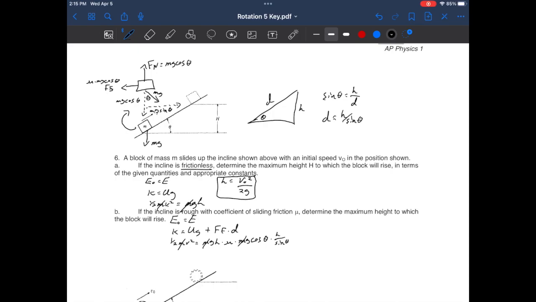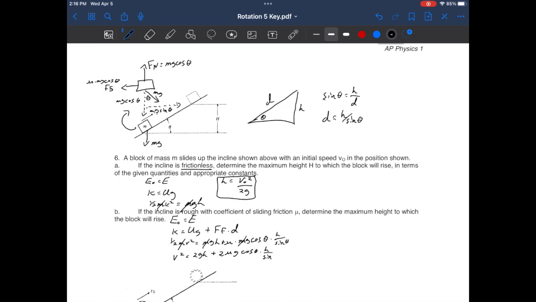If we multiply both sides by 2, we could get rid of the fraction on the left. I'm kind of one that likes to get rid of fractions, so if we multiply by 2, we just distribute 2 on the other side. Since it is MGH plus coefficient, I would have 2GH plus 2 coefficient G cosine theta times H over sine theta.